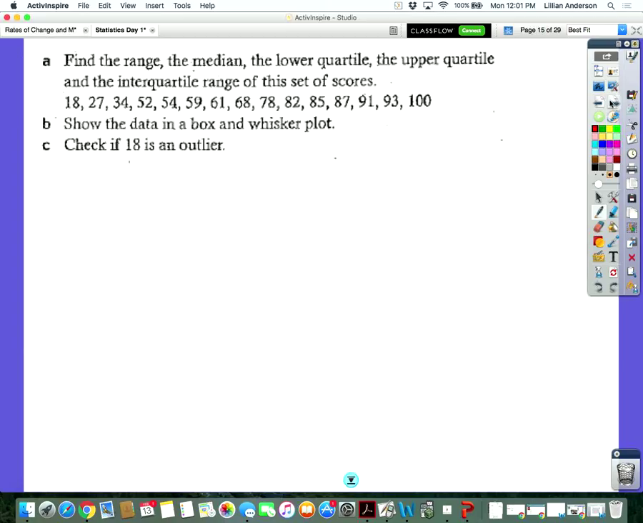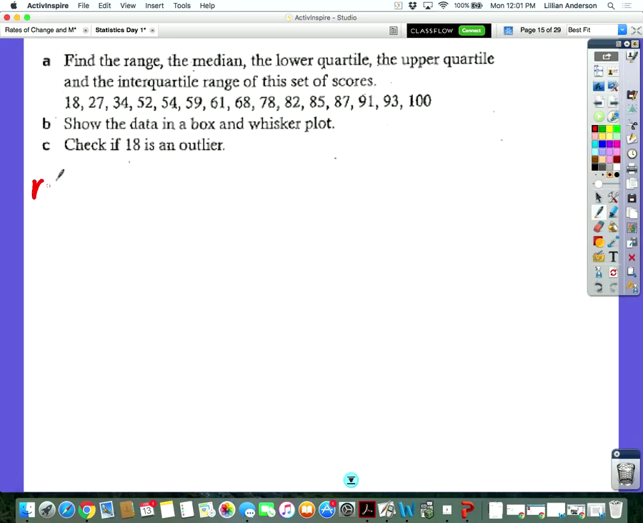All right. So we're gonna look at this one. Is this one on your notes? Yes. Okay. All right. So it says to find the range, the median, the lower quartile, the upper quartile, and the interquartile range of this set of scores. Okay. So you have these scores here, and you need to figure out all this information.